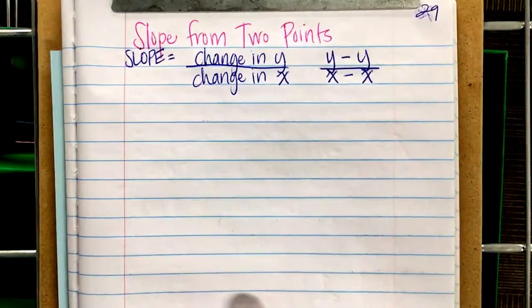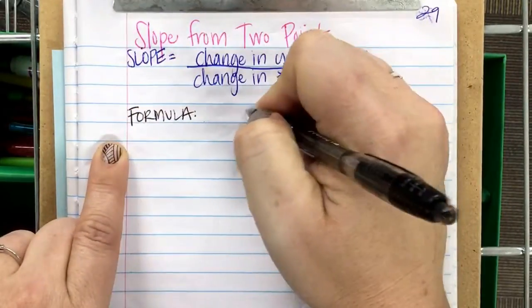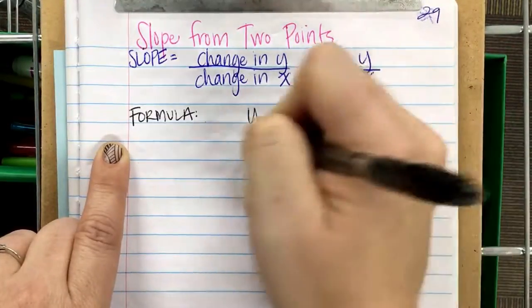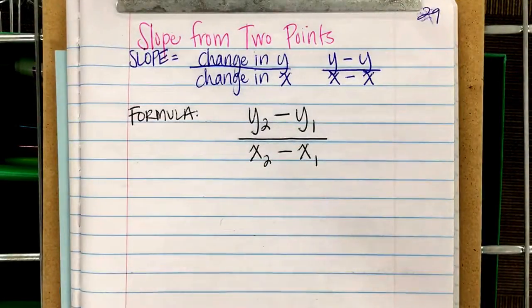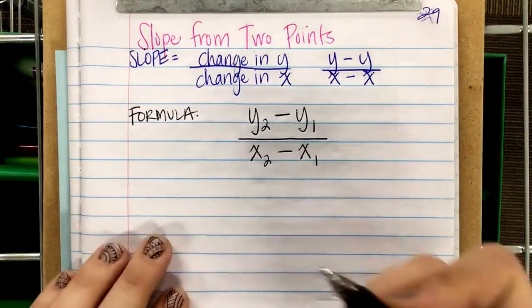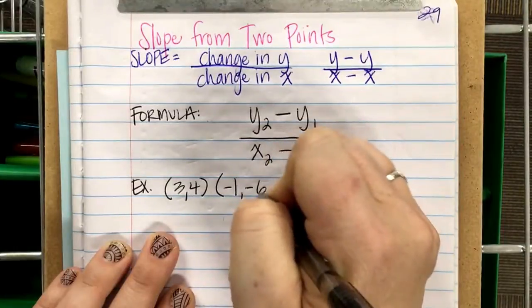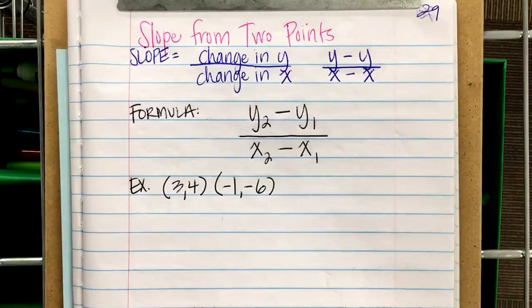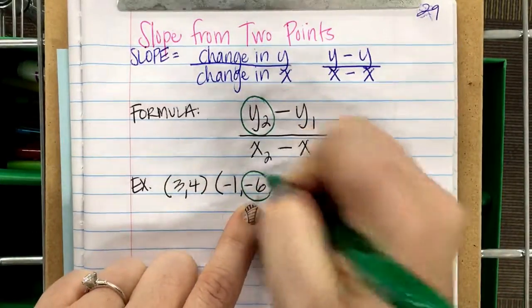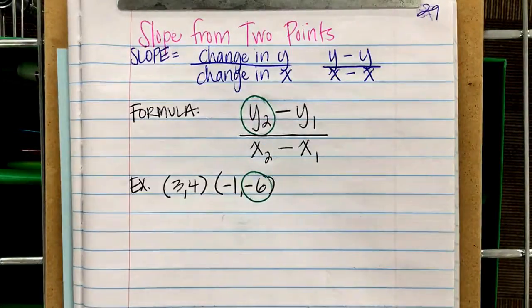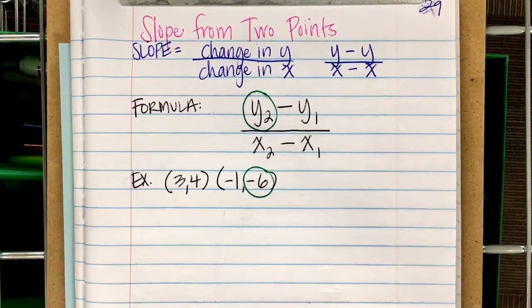So here's the formula, the way that it would look if you looked it up online. All right, here's your formula: y2 minus y1 over x2 minus x1. So if I gave you those ordered pairs, 3, 4, and -1, -6, y2 means the y from the second ordered pair, and y1 means the y from the first ordered pair.